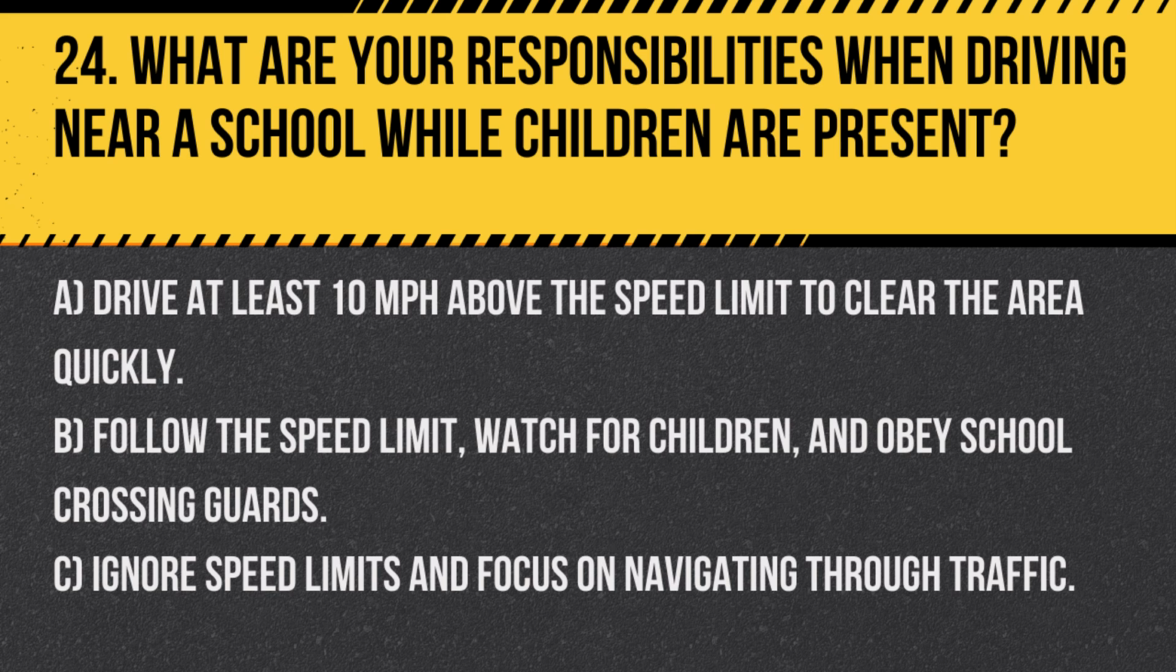Question 24. What are your responsibilities when driving near a school while children are present? A. Drive at least 10 miles per hour above the speed limit to clear the area quickly. B. Follow the speed limit, watch for children, and obey school crossing guards. C. Ignore speed limits and focus on navigating through traffic. Answer. B. Follow the speed limit, watch for children, and obey school crossing guards. School zones are sensitive areas where extra caution is necessary to ensure the safety of children.